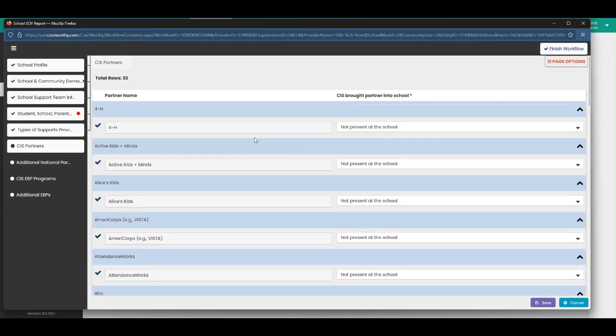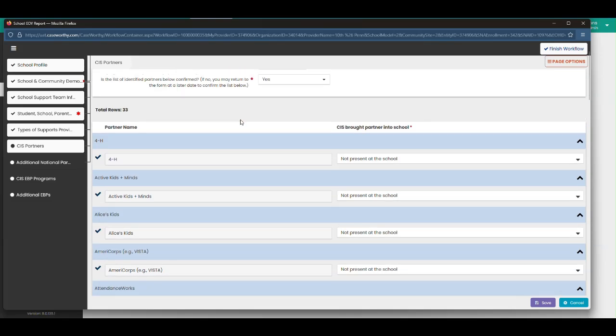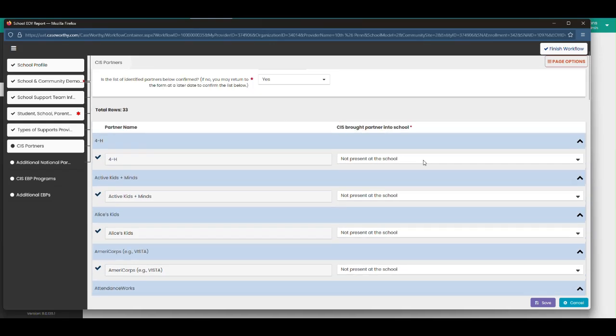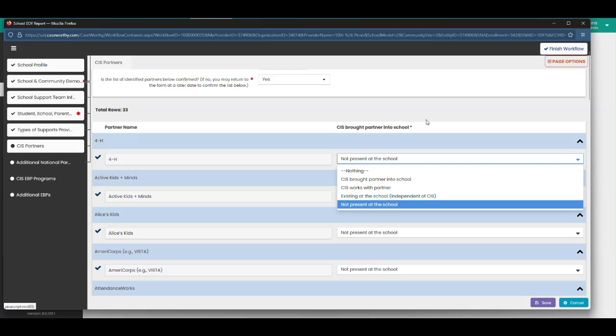For these sections, you're going to see a bunch of different check marks and drop downs for existing partners. Okay, these are national partners that are commonly used throughout our network. Leave them all checked green. Okay, just leave them all open, and then it defaults to not present at the school.